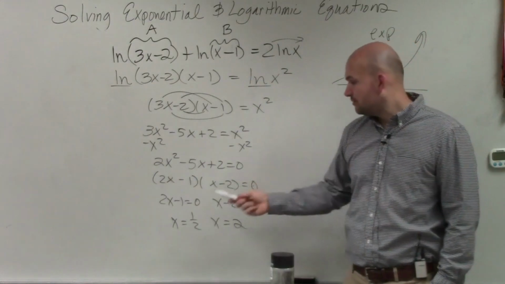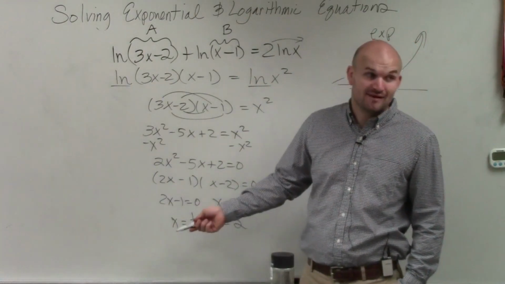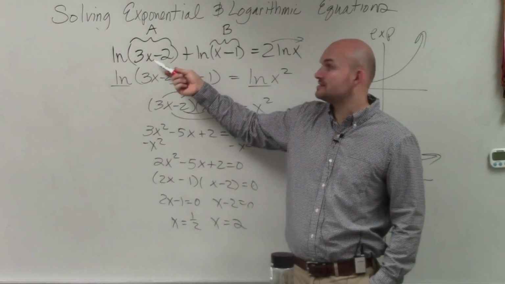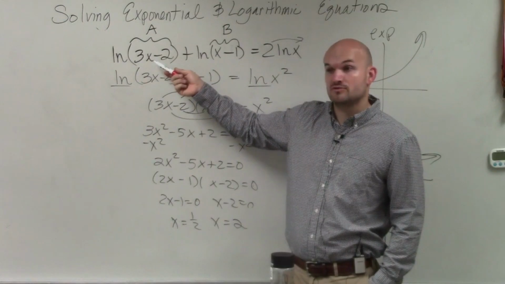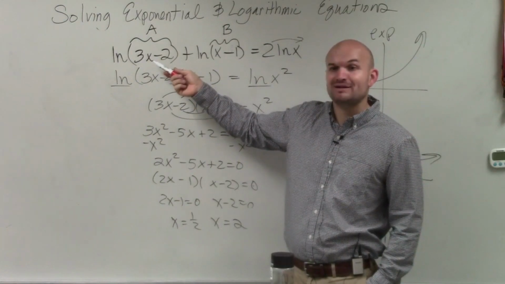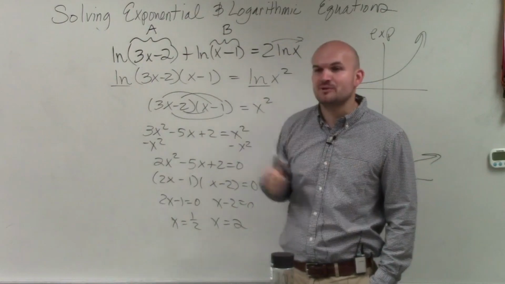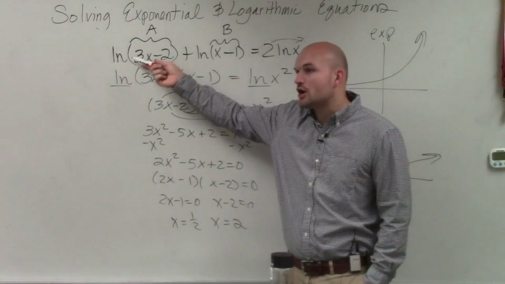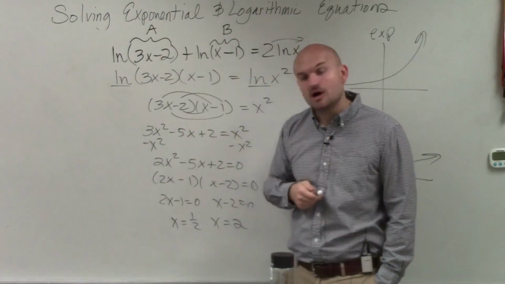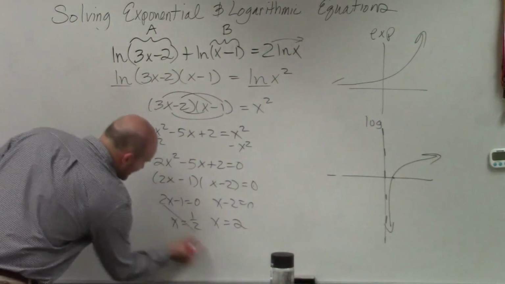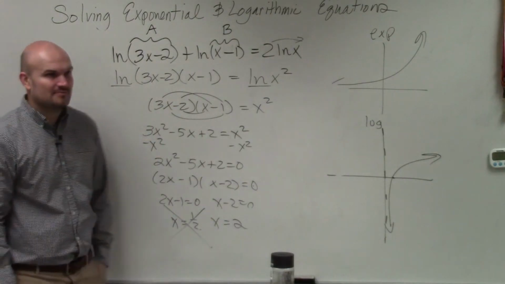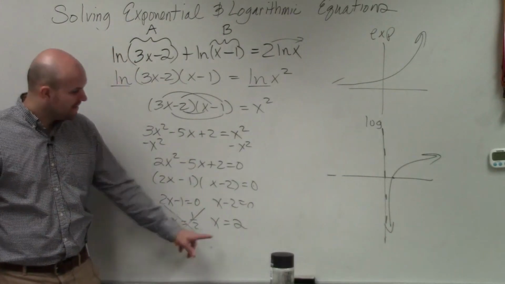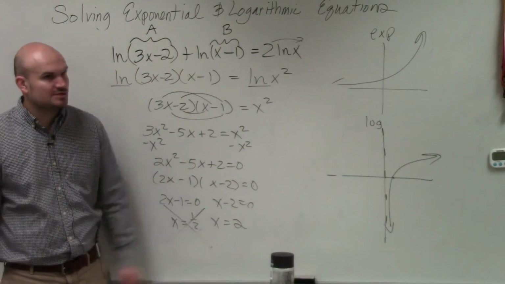Now watch. When I do 1/2, even though 1/2 is positive, 3 times 1/2 is 3/2, which is 1.5. 1.5 minus 2 is negative 1/2, or negative 0.5. Can you take the logarithm of a negative number? No. So guess what? This is not a solution. Even though algebraically we found it to be a solution, 2 is our only solution of this equation.